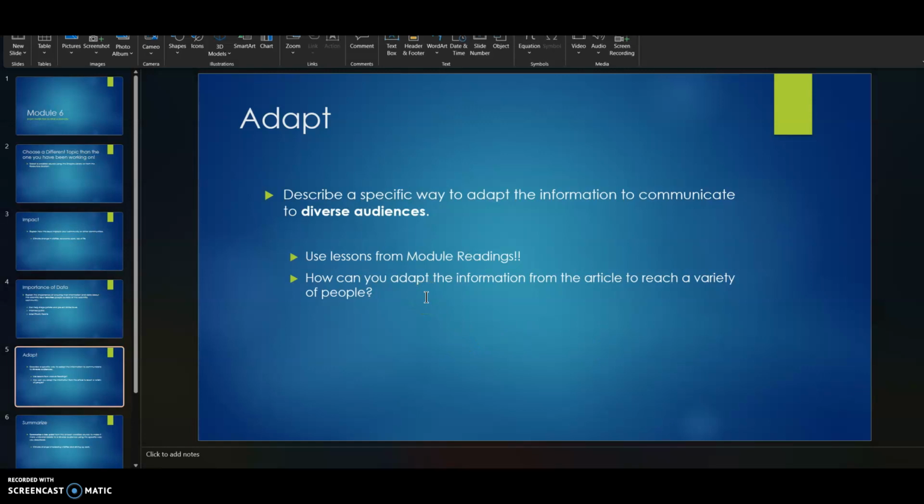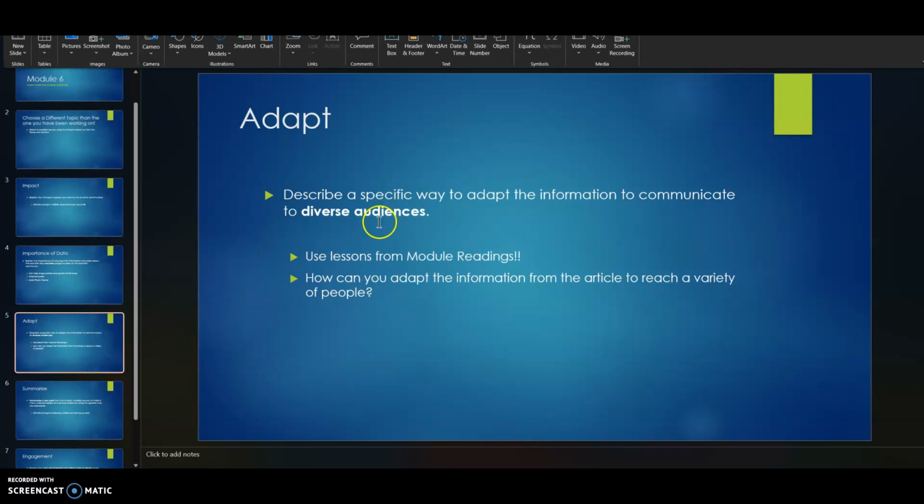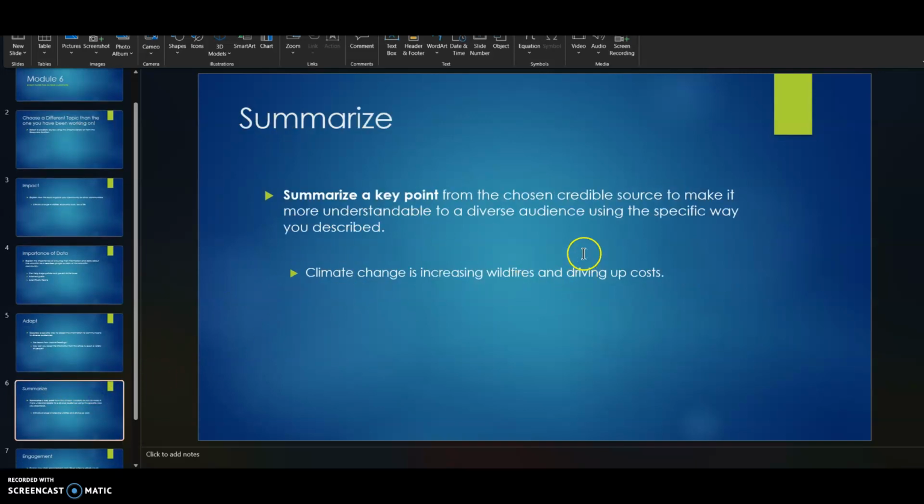Essentially, it's just asking you, how can you adapt the information from the article to reach a variety of people? So not just make it for a specific audience, but for different industries, different education levels, different genders, different ethnicities. You want to give a specific way. And then whatever way you choose, you want to summarize a key point using that specific way you described.